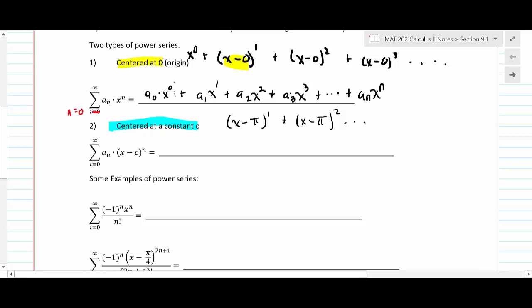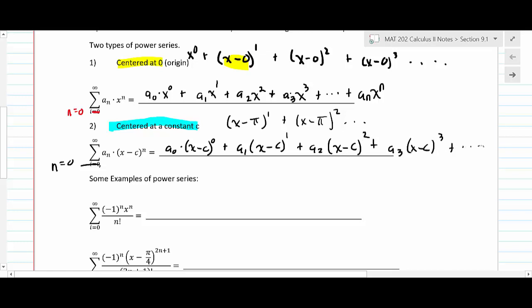So let's write out the terms on this one. Again, this one is supposed to say n equals 0 instead of i equals 0. First term, we'd say a sub 0, which is just some constant, times x minus c to the 0. And then we would have a sub 1, x minus c to the first. Then a sub 2, x minus c to the second, and so forth, just to get the pattern. All right. So that's what power series look like.